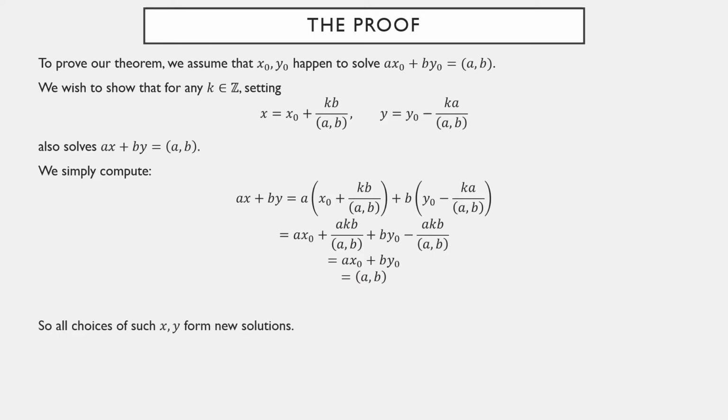So all choices of x and y that match the form above will form a new set of solutions. But are those the only solutions? Okay, so let's continue. Let's suppose that ax naught plus by naught does equal the GCD, and let's also suppose that I found another x and y that solves the desired equality. We need to show that x is of the form we desire and so is y.